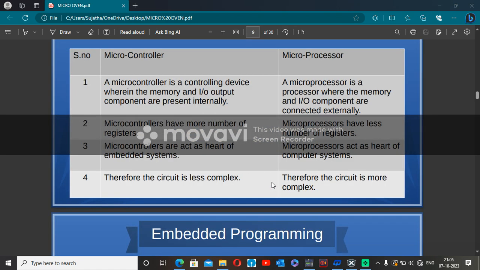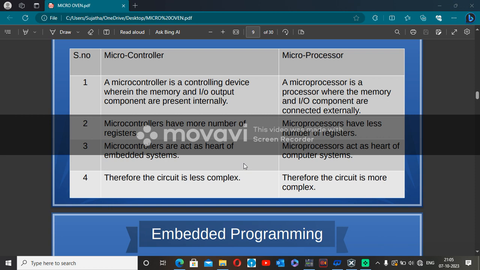As we know, embedded systems are built up by microcontrollers and microprocessors. The mentors teach very well about microcontrollers and microprocessors. Here are some of the differences. A microcontroller is a controlling device wherein the memory and input and output components are present internally, whereas in a microprocessor, the memory and input and output components are connected externally.